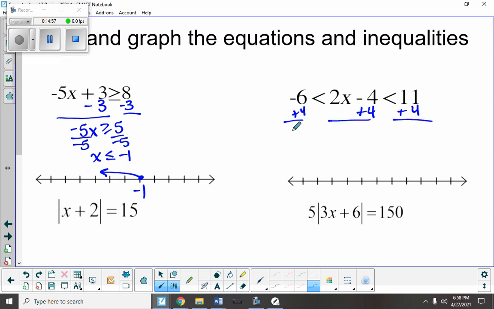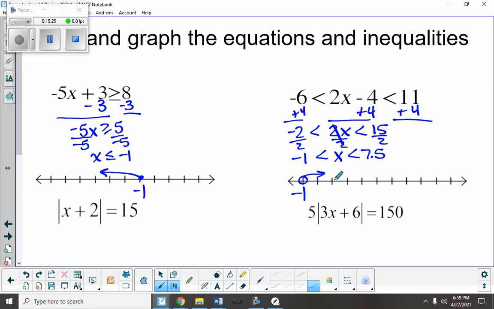So we have negative 2 is less than 2x, which is less than 15. Then we divide everything by 2. That's better. So we have negative 1 here, and x here, and 7.5 here. Okay, so this is negative 1, and x is greater than negative 1. It's not equal, so it's an open circle, and it's everything greater. But also x is less than 7.5.